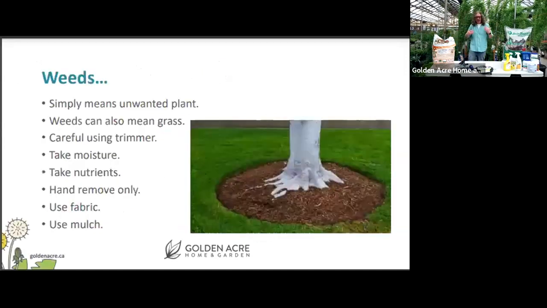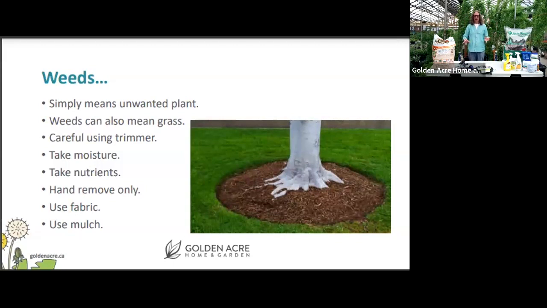Weeding. Anybody who's followed along with me on anything I've talked about knows I don't consider a plant a weed. I consider a location to be where the weed is. So a dandelion in my lawn, perfectly acceptable. That's not a weed. I want it there. A dandelion right next to my tomato is an enemy and it must be removed. So I don't consider the dandelion a weed. I consider where it is.